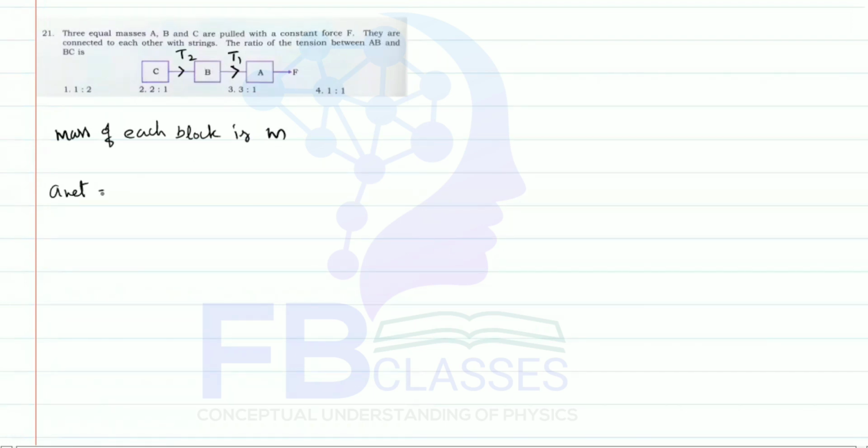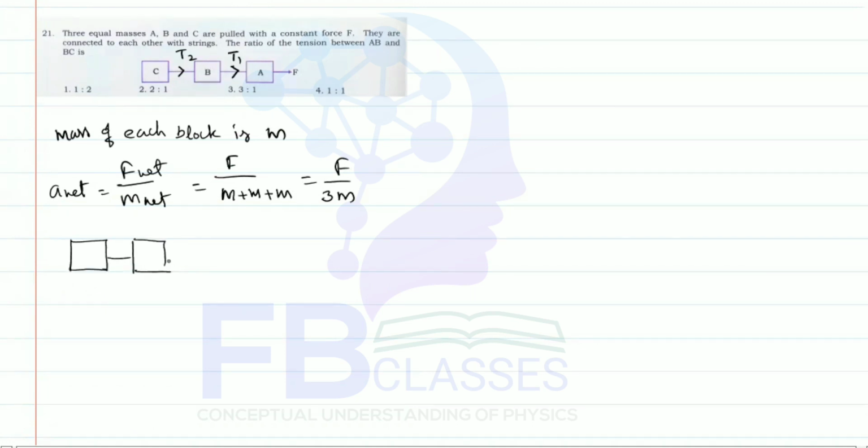Now A net is equal to F net upon M net. So how much force is acting? He already gave F, upon M net. There are 3 blocks, so small m plus small m plus small m, that is equal to F upon 3m. So this is A net. Now we have to find T1 and T2. So I am going to draw the free body diagram. There are 2 blocks. Now let us find T1 first. So this is M, this is also M.